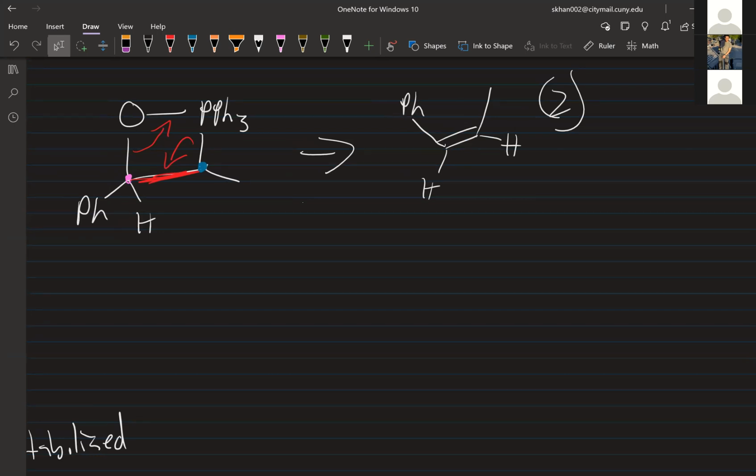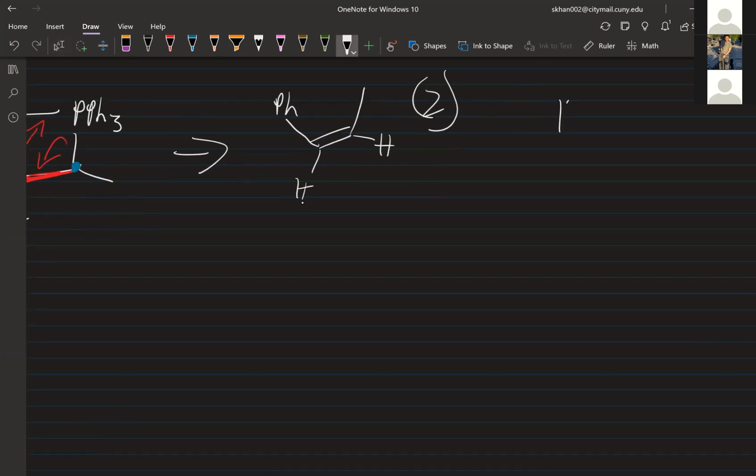So anyone know what the driving force for this reaction even is? Why this is irreversible? What we didn't really draw here was technically, I guess, what is it?